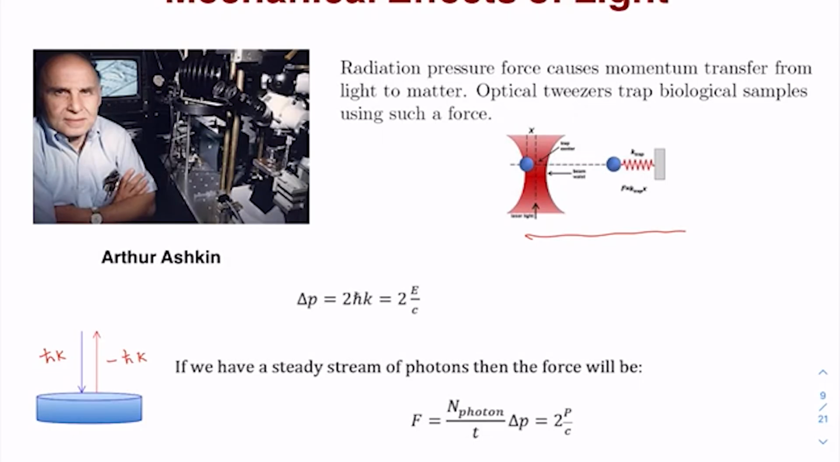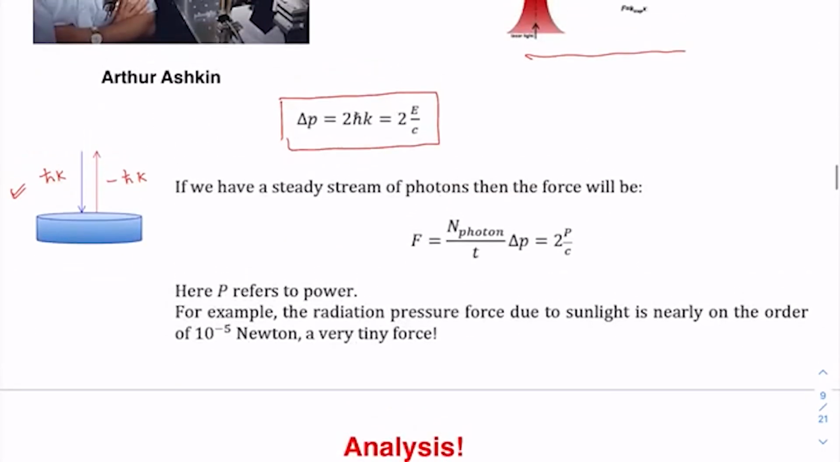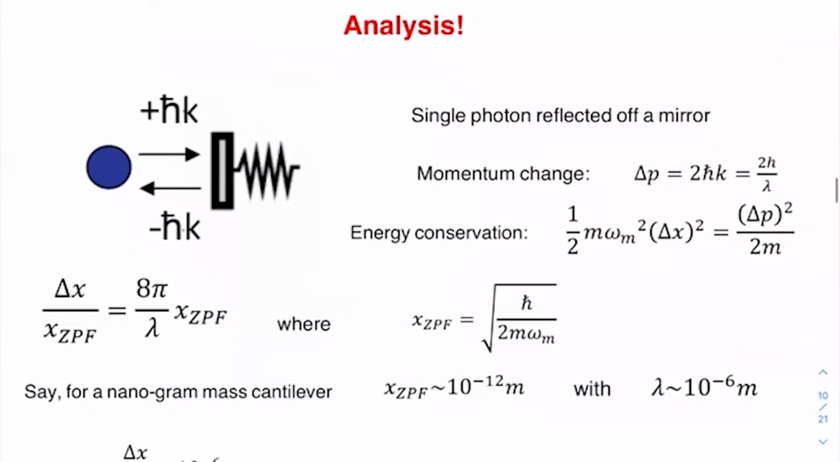Say a photon is incident with momentum ħk. If it is reflected from a perfectly reflecting mirror, the momentum after reflection would be minus ħk for the photon. Therefore the change in momentum would be twice ħk, and this way we can find the force if we have a stream of N photons. In that relation, the force would be 2 times power divided by c. And we analyzed it a little bit in detail.